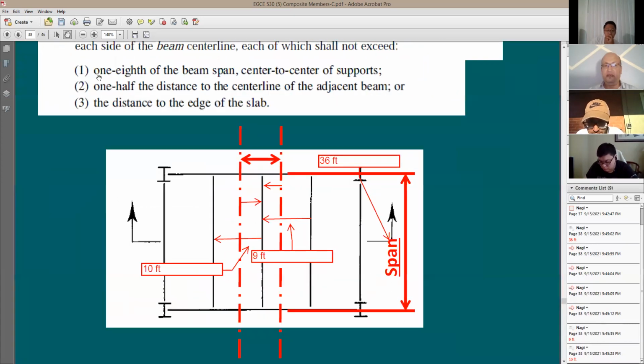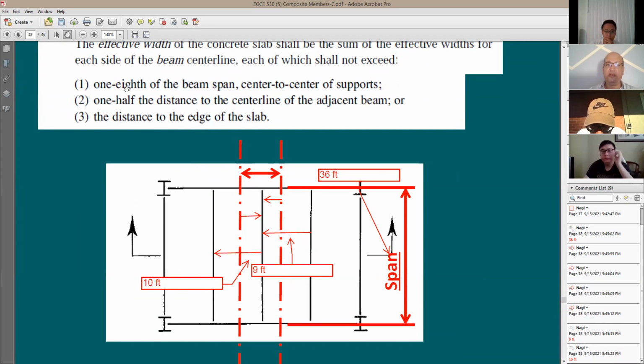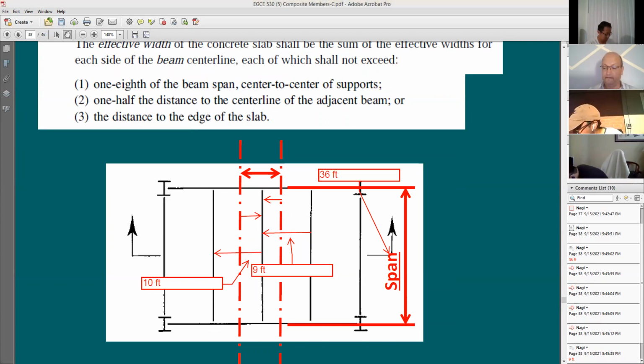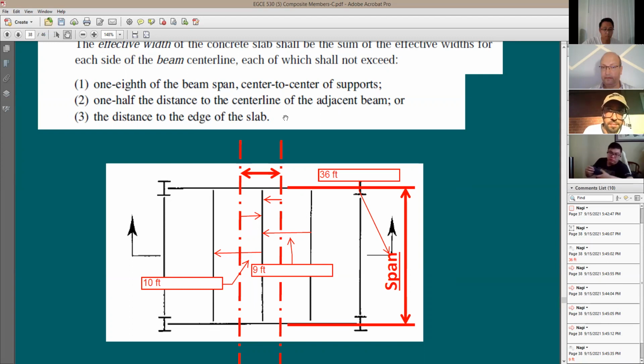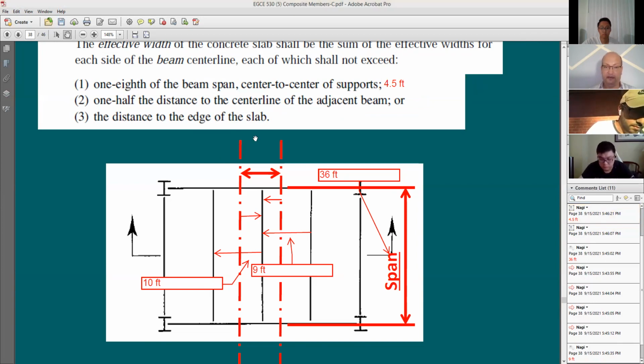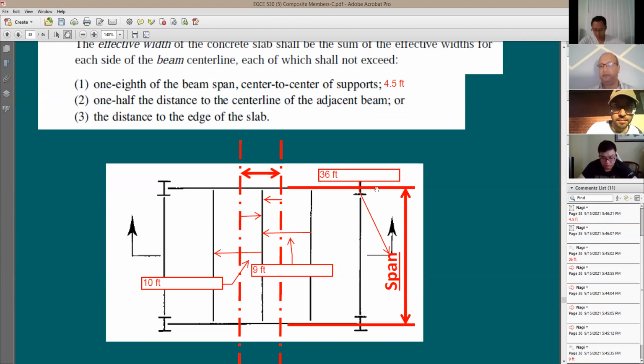So it says here, this width from each side is gonna be equal to 1/8 of the beam span. Can someone help me here and tell me how much this 1/8 of the beam span is? Is it 4.5 feet? Please feel free to use the microphone. Yeah, it's gonna be 4.5 feet. This is correct.